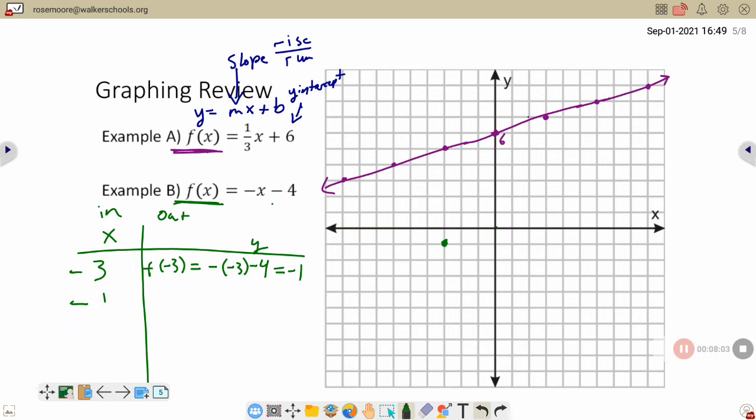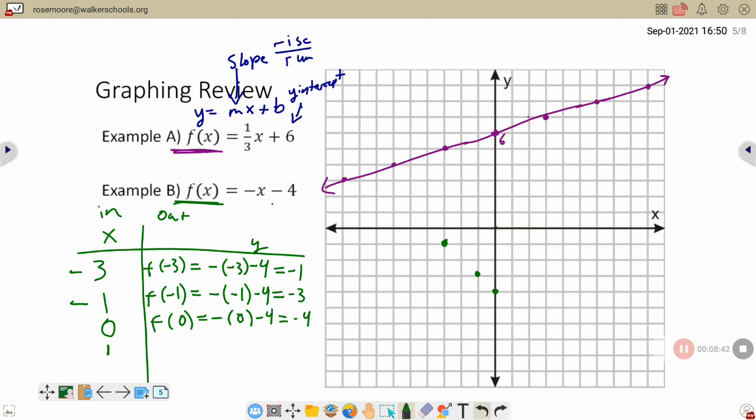Next, I'll plug in negative 1 and say f of negative 1: negative 1 again, minus 4. Negative negative 1 is 1. So 1 minus 4 gives me negative 3. So now my input is negative 1, and my output is negative 3. There's my next dot. I can do it with 0. Negative 0 minus 4 is still 0 minus 4, which is negative 4. So at 0, negative 4.